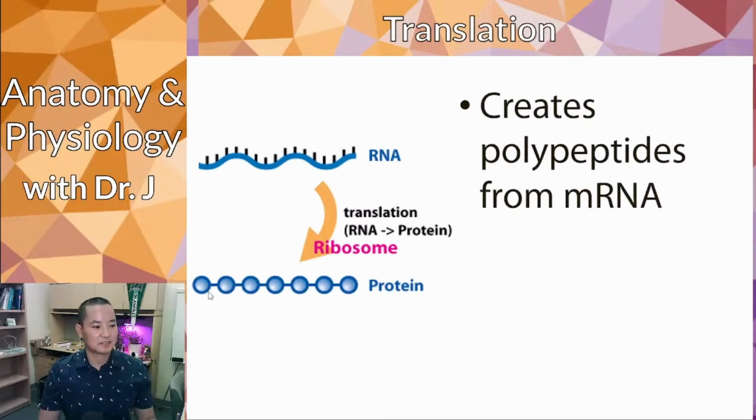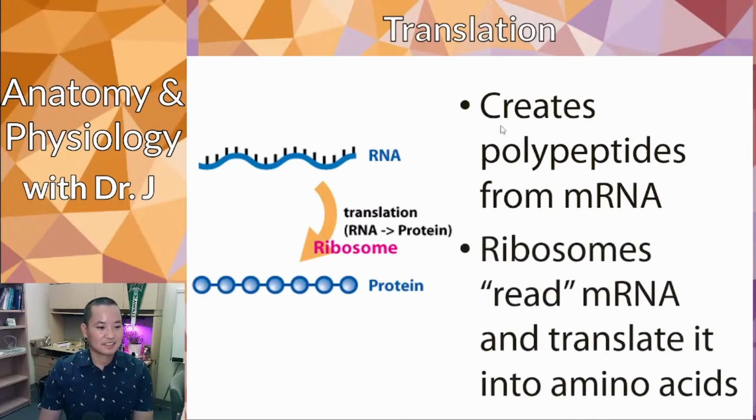In this cartoon, each of these little beads is an amino acid. Remember, those amino acids are linked via peptide bonds. So when we have many peptide bonds, you have a polypeptide. The thing is that ribosomes are enzymes. Just like RNA polymerase reads DNA to make mRNA, ribosomes read mRNA and translate it into proteins.